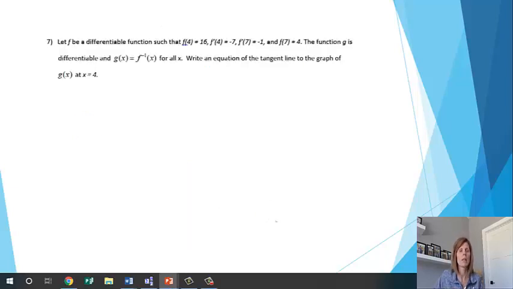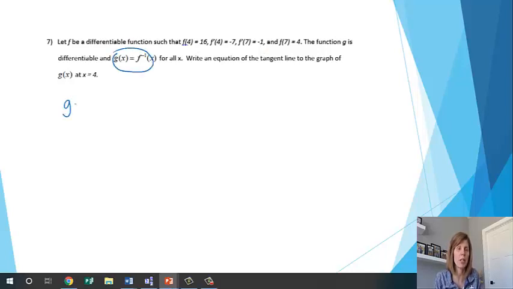All right, number 7. Let f be a differentiable function such that f of 4 is equal to 16, f prime of 4 is equal to negative 7, f prime of 7 is equal to negative 1, and f of 7 is equal to 4. The function g is differentiable, and g of x is equal to f inverse of x for all x. Write an equation of the tangent line to the graph of g at x equals 4. Okay, so again, they're asking us to find an equation of the tangent line for g. Notice I'm only given information about f, so again, I'm going to try to establish that relationship, which they actually showed me right here.